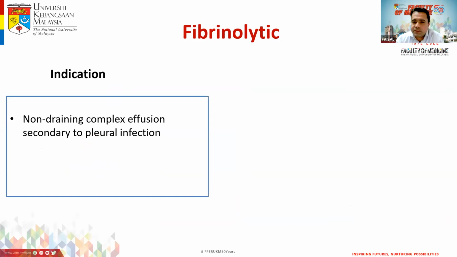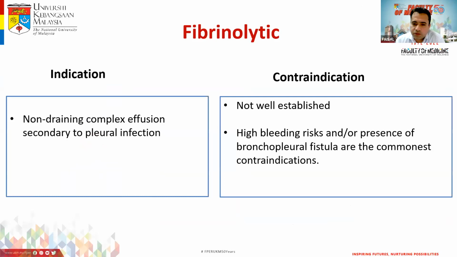First of all, the indications: when to give alteplase and DNase, as well as alteplase therapy. Mainly when you see patients with a non-draining complex effusion, you give a combination of alteplase and DNase. Contraindications for alteplase are not well established. Mainly it is patients with a high bleeding risk. Although its systemic absorption is considered very low, you have to be very careful when your patient has a high tendency to bleed. Also, if there is any pleural fistula, it is a contraindication, because once you give alteplase, the patient can develop hemoptysis.